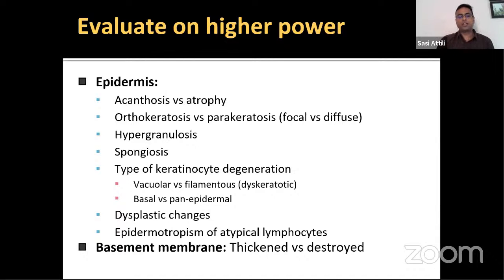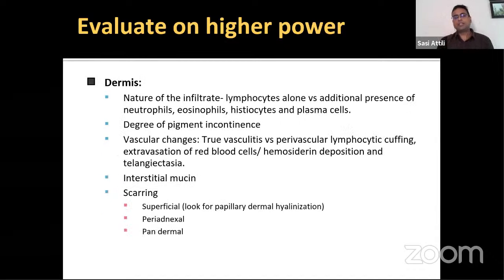Is it thickened or destroyed? Then look at the dermis, nature of the infiltrate. Is it lymphocytes alone or the presence of other cells? Degree of pigment incontinence often can give you a clue to the diagnosis of lichen planus pigmentosus or fixed drug eruptions. Vascular changes, true vasculitis versus perivascular lymphocytic cuffing, telangiectasia, interstitial mucin, and the presence of scarring.